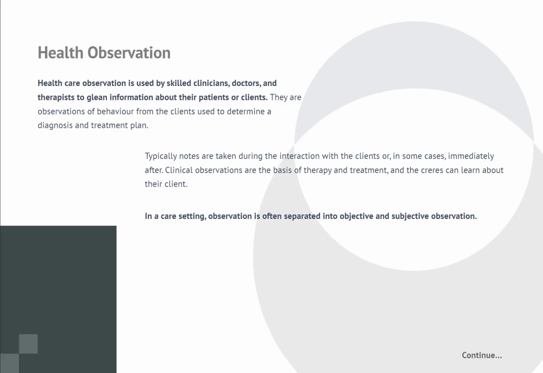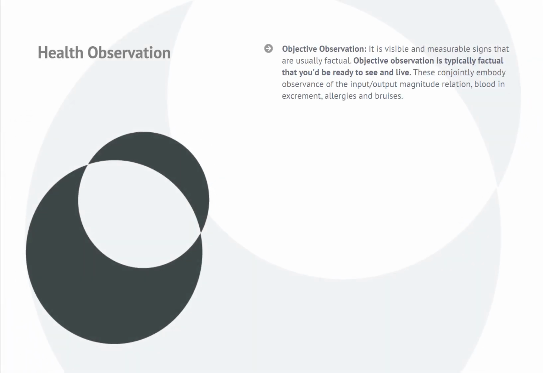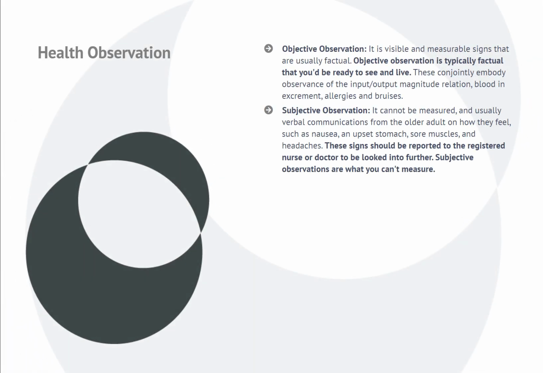In a care setting, observation is often separated into objective and subjective observation. Objective observation: it is visible and measurable signs that are usually factual. Objective observation is typically factual that you'd be ready to see and live. These can jointly embody observance of the input or output magnitude relation, blood in excrement, allergies and bruises.